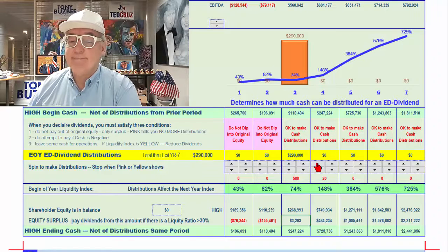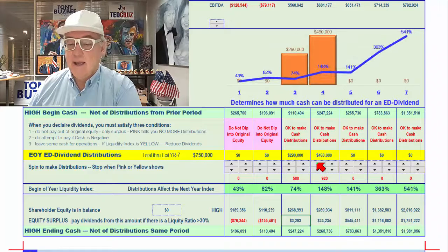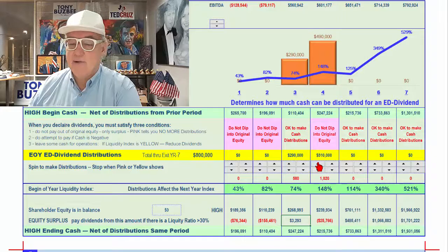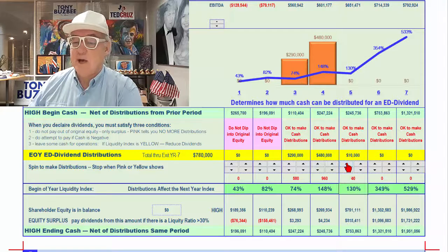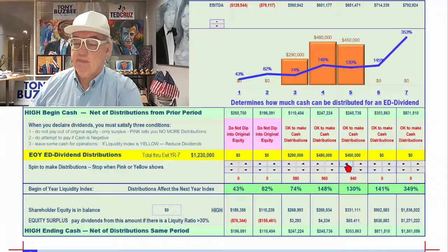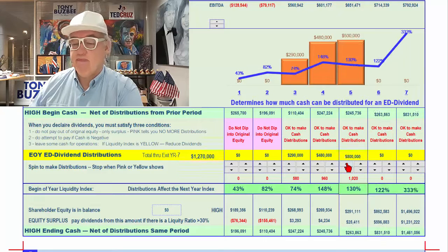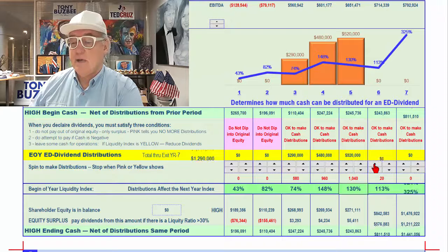Let's go and do another one. So we're cranking. And I'm still down here. Oops, no, we went too far. Okay, there we are. You see we still got enough liquidity in the next period, so I'm going to keep on cranking. We're paying out a lot of cash, and we'll keep on doing it.